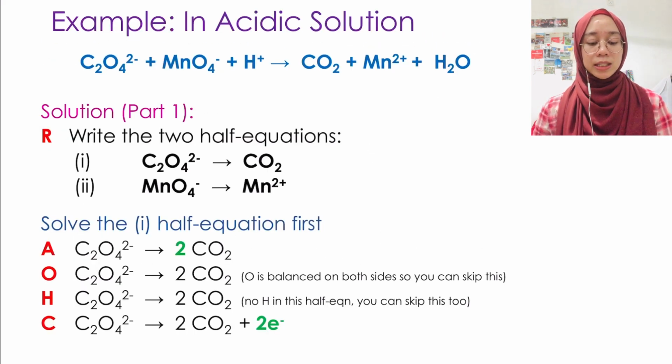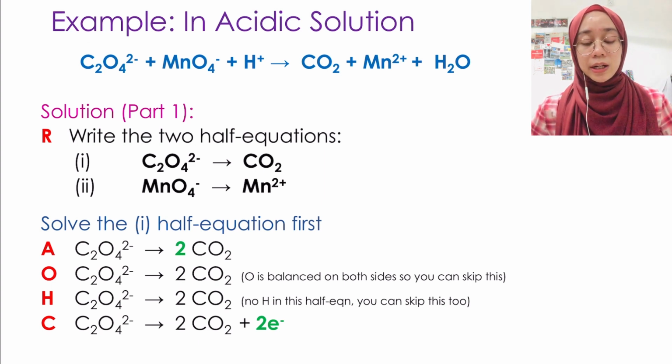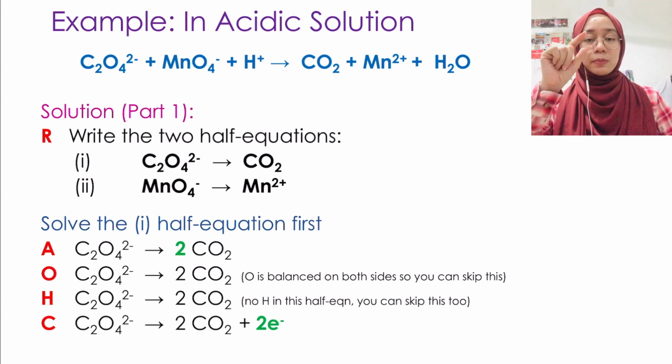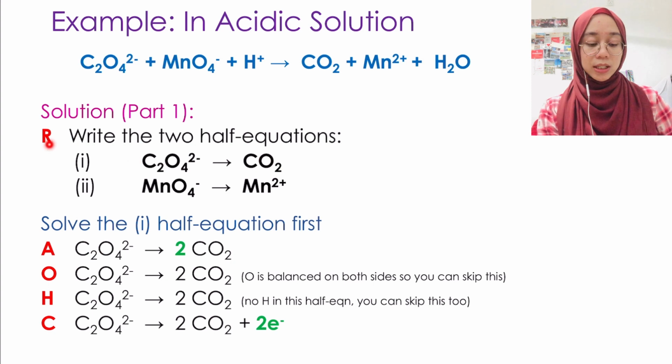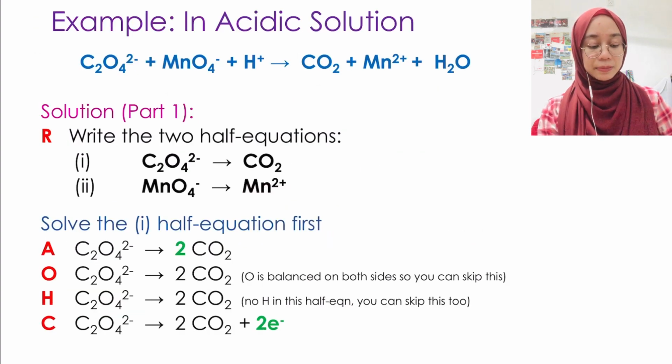Okay, so dekat sini pula kelas example in acidic solution. So kamu boleh tengok sendiri nota ni. Okay, whereby instead of Miss tunjuk setiap step tu tadi untuk kedua-dua half equation kan, so lepas Miss buat step pertama, which is the R, write the two half equation. So Miss selesaikan dahulu sebenarnya the first half equation. Okay, ini Miss selesaikan the first half je dahulu. Okay, and then barulah lepas dah settle sampai C je lah, sampai C je dulu.